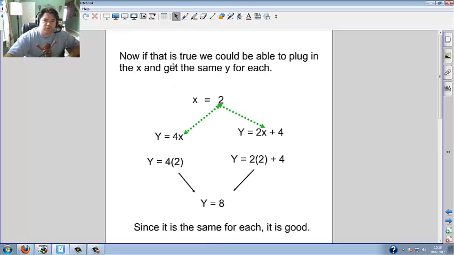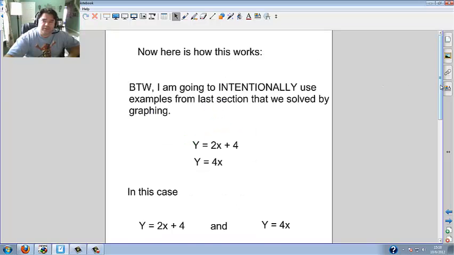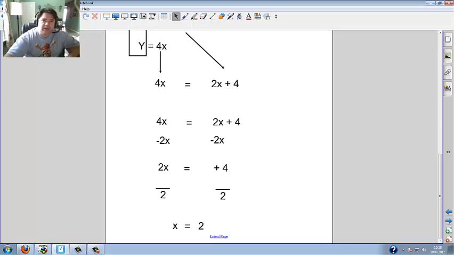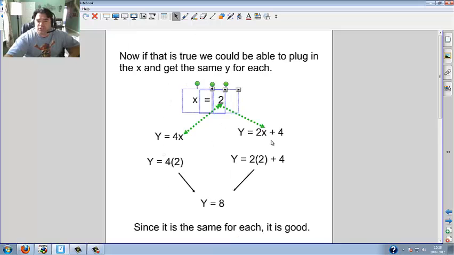Now, if that is true, we should be able to plug in the x and get the same for y. In other words, you see me get the same y for each one. So if x does equal 2, as it claims, right down here, then it doesn't matter which I plug into, I should get the same y result. Therefore, let's take a look. If y equals 4x, or x times 4, and x is now 2, it becomes 2 times 4. 2 times 4 becomes 8.